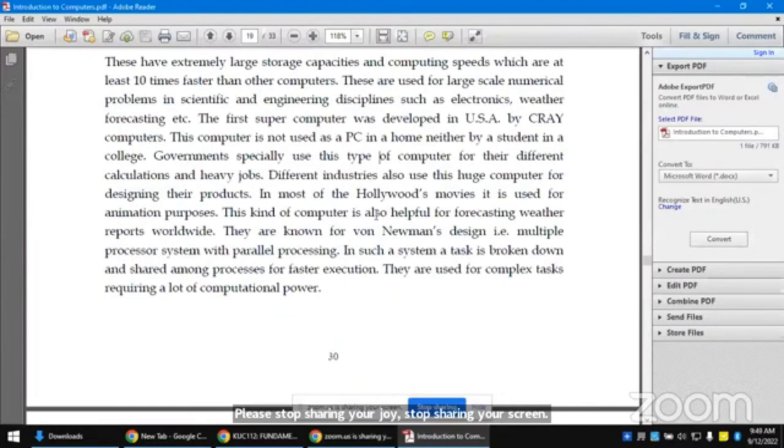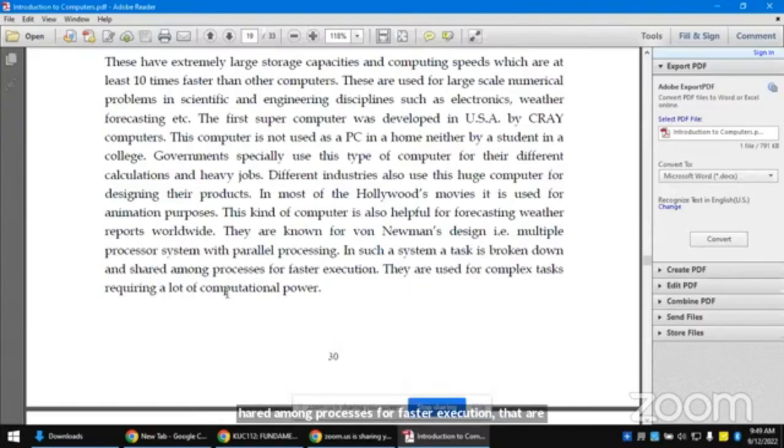Just a recap: in most of the Hollywood movies, it is used for animation purposes. This kind of computer is also helpful for forecasting weather reports worldwide. They are known for von Neumann's design, i.e. multiple processor systems with parallel processing. In such a system, a task is broken down and shared among processors for faster execution. They are used for complex tasks requiring a lot of computational power. Those are the particular features.